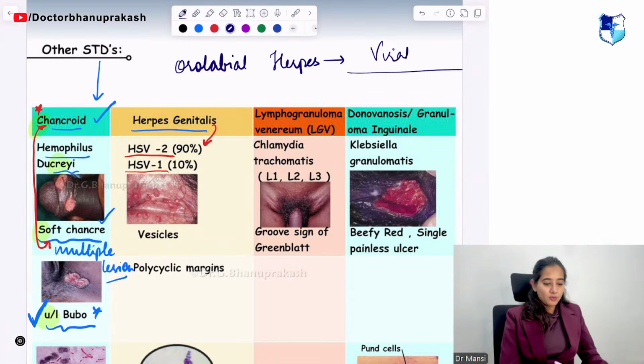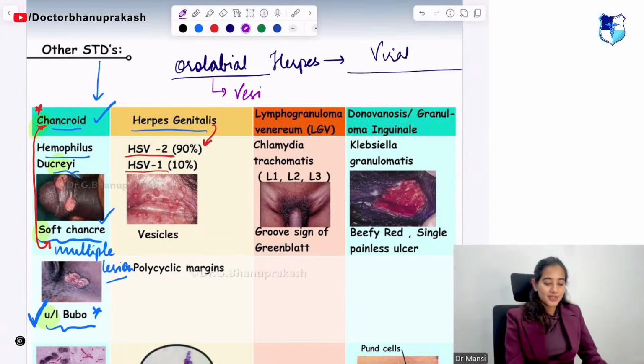HSV1 is the upper half. So what was orolabial herpes? HSV1 was implicated there, and what kind of lesion is there? I told you something very specific about it. I understood HSV. Now let's come to the type of lesion. What is the classical finding there? Still waiting for your responses.